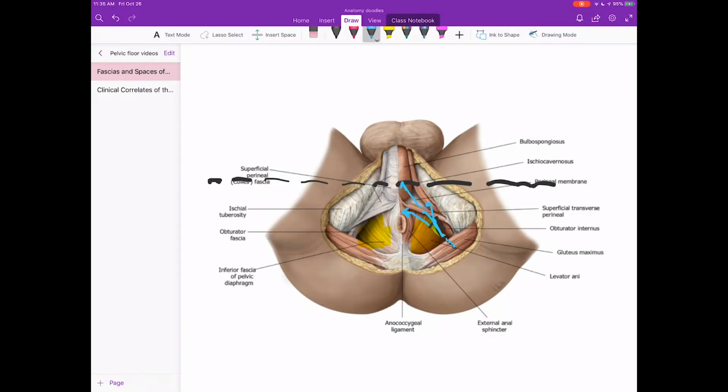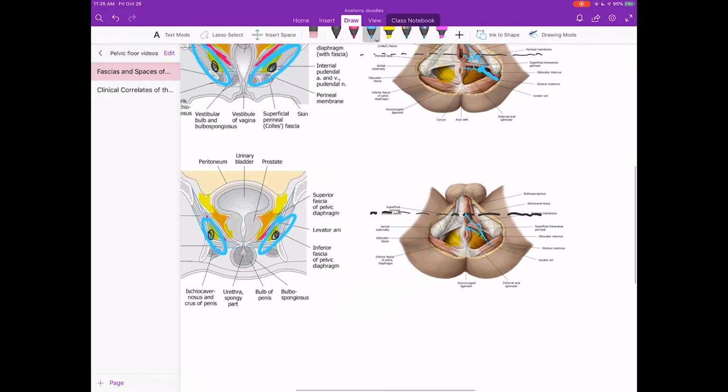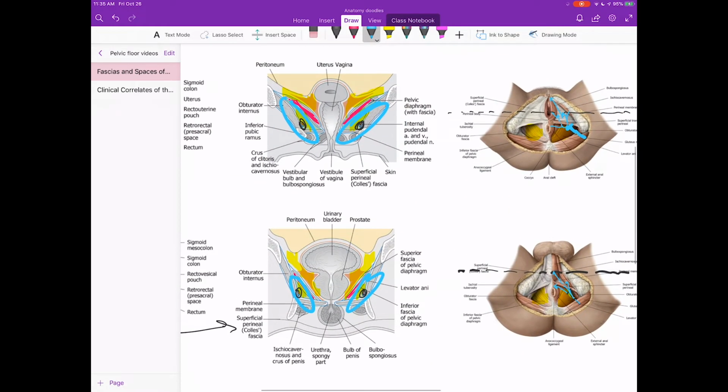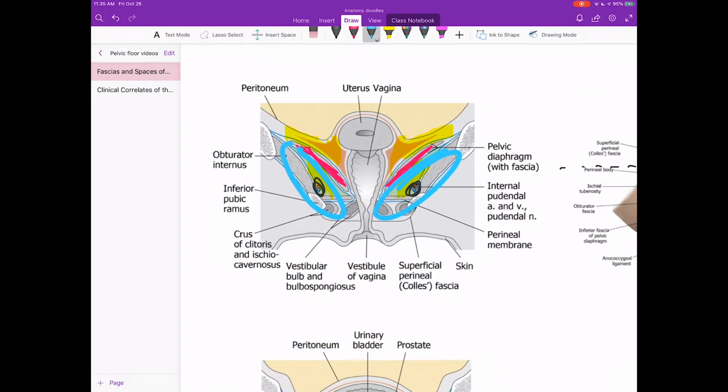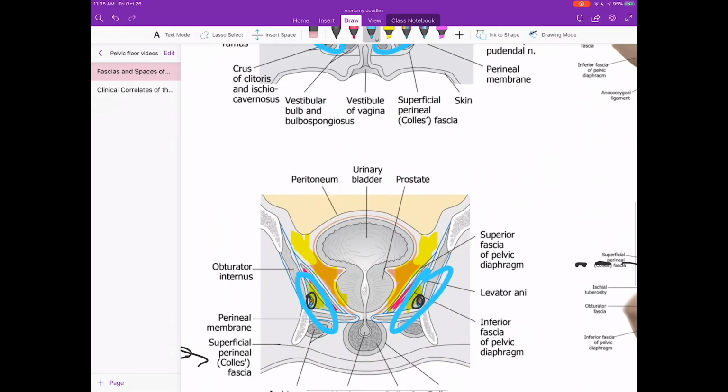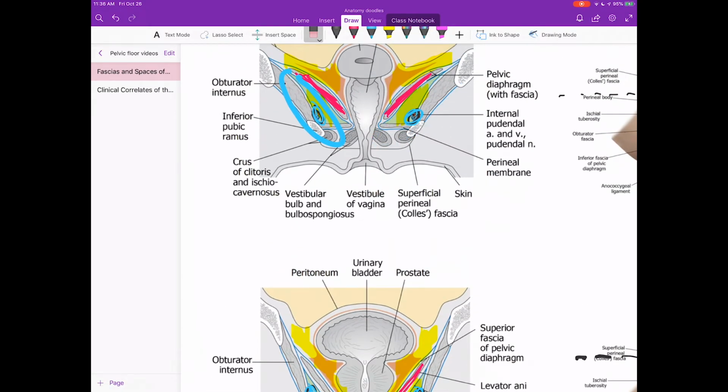Just to reiterate this in the coronal views, the pudendal nerve is traveling in this region that's already highlighted called Alcock's Canal, and it is in the ischioanal fossa, of course, in both the males and the females. Let me erase this so you can see this better. Okay, that's the pudendal nerve.